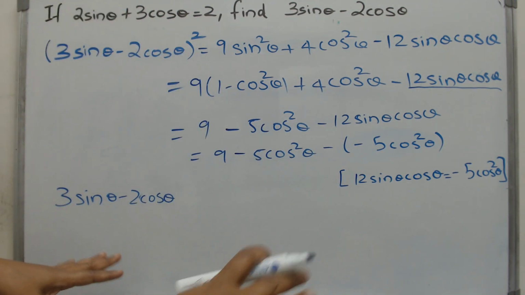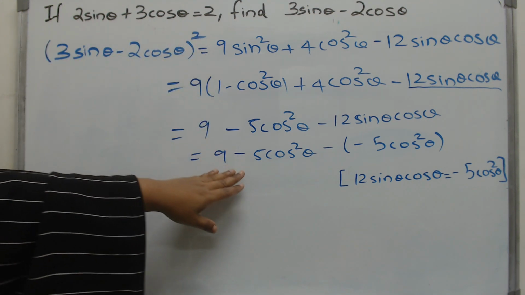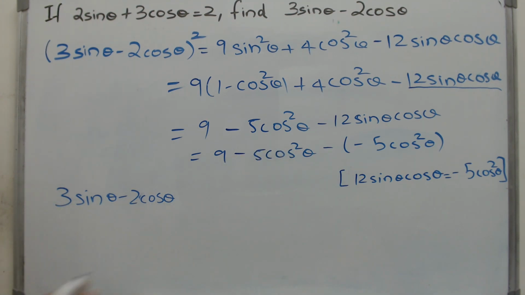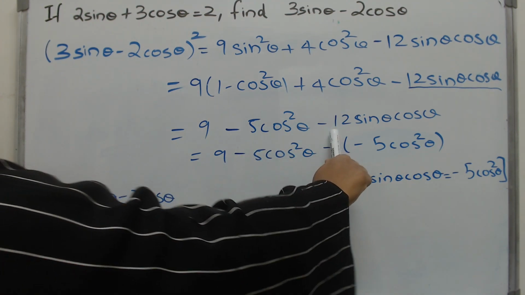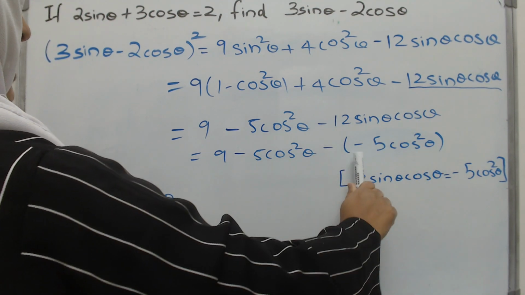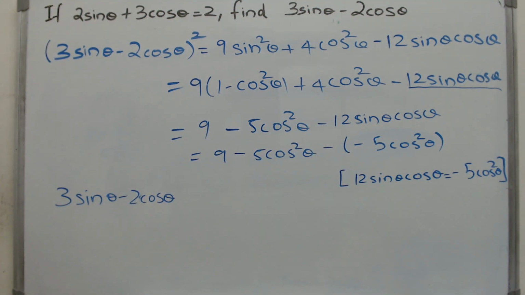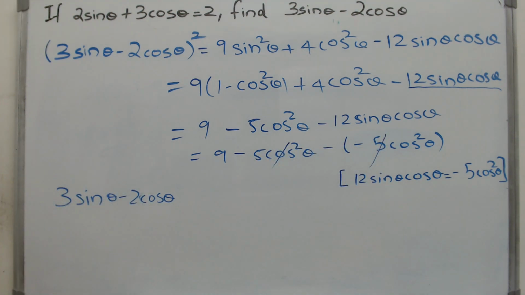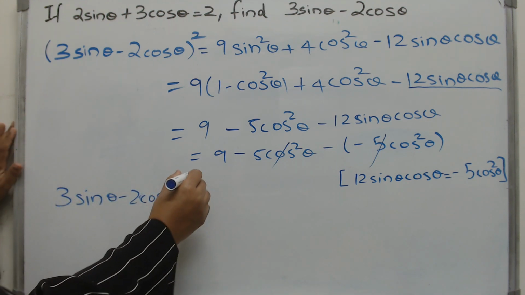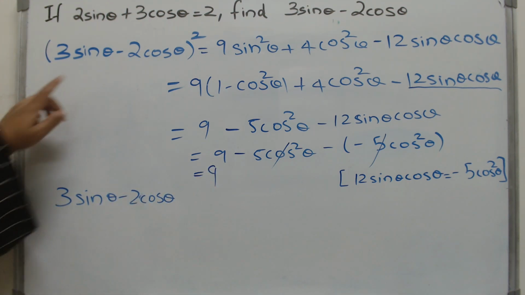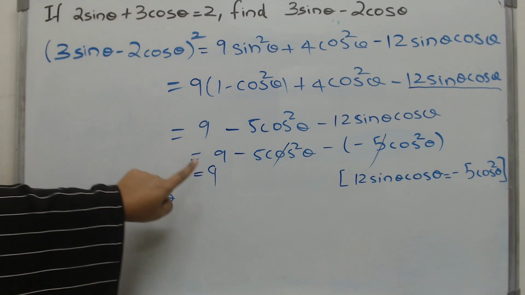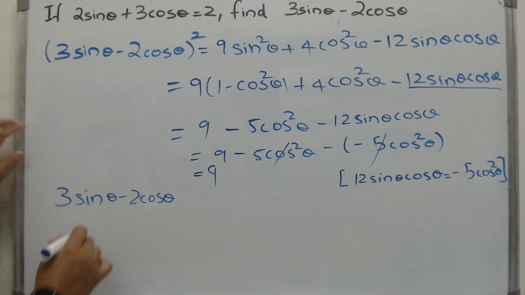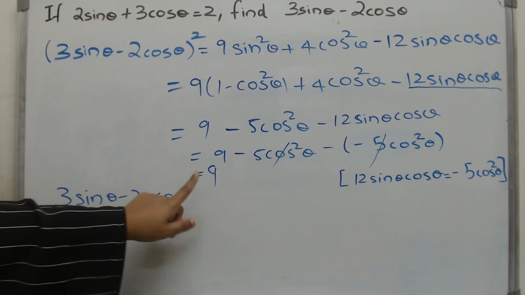Leave that term alone. Do the rest of the calculations and you end up with a 9 minus 5 cos square theta. But then what was 12 sin theta cos theta? It was minus of 5 cos square theta, and then what do you see? Two like terms, they are getting cancelled and you end up with a 9, but that is not your answer. You had squared it to come at this answer. So what is the term that we are looking for? It will be the square root of 9.